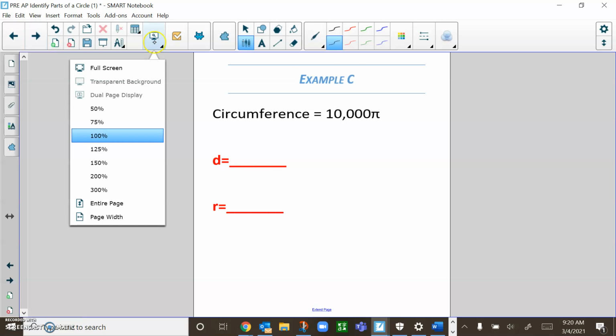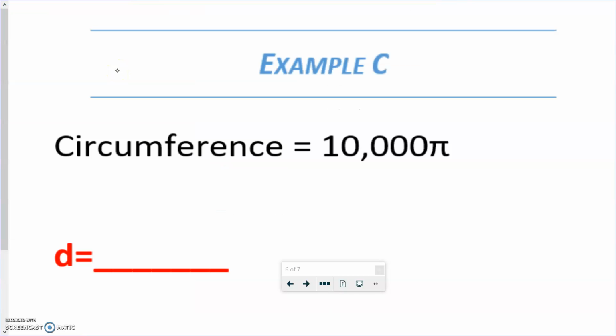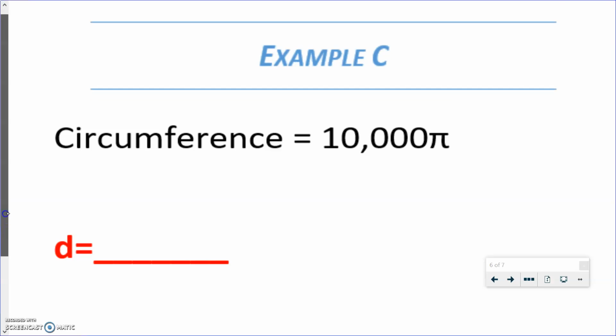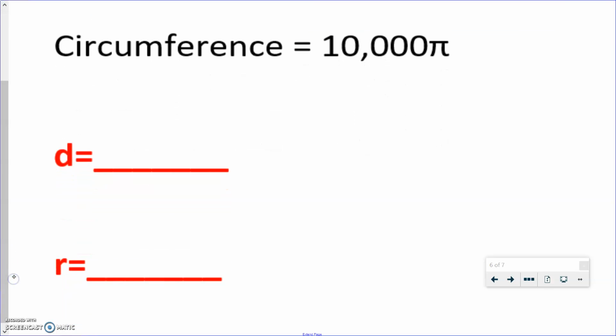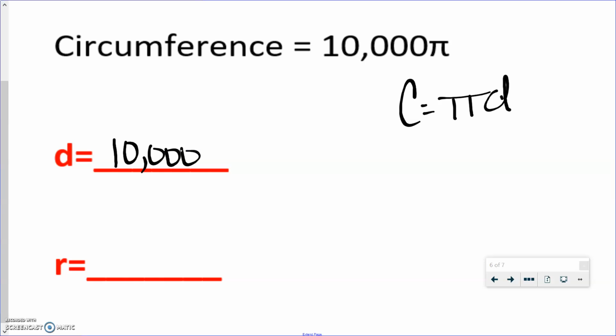And last but not least, let's look at our last example. Here I am given circumference is equal to 10,000 pi. So I know this looks like the formula circumference equals pi times diameter. Pi is still there, so that means my diameter has to be 10,000. If my diameter is 10,000, that means my radius is 5,000.